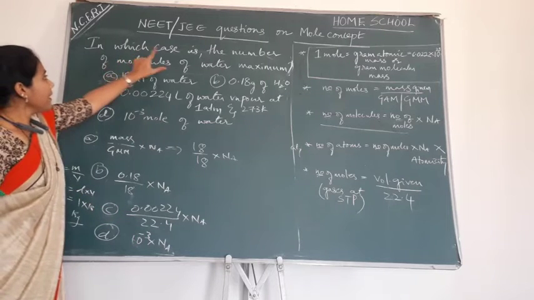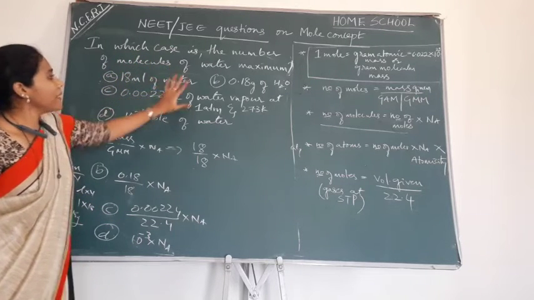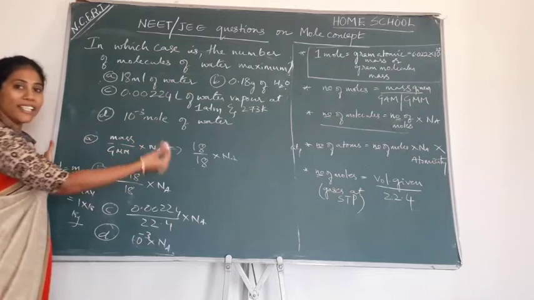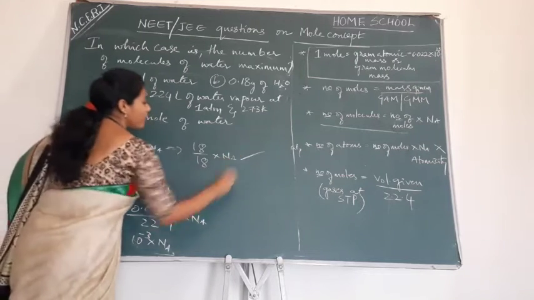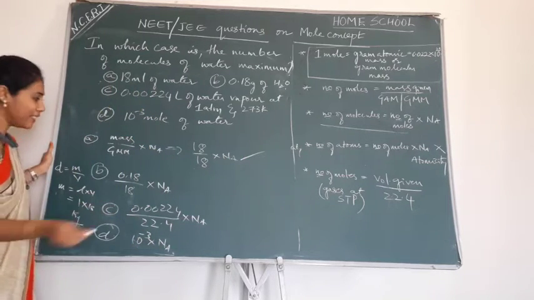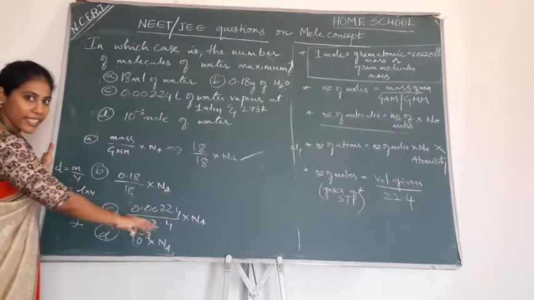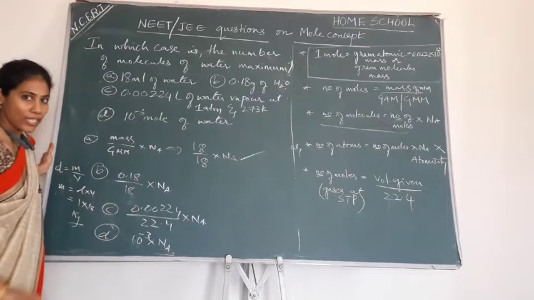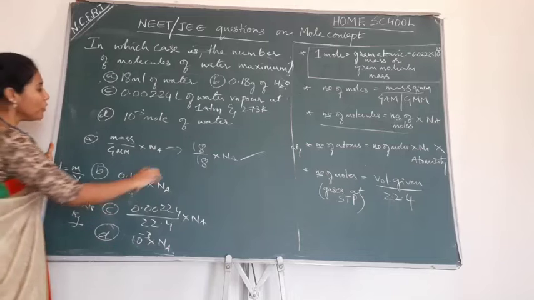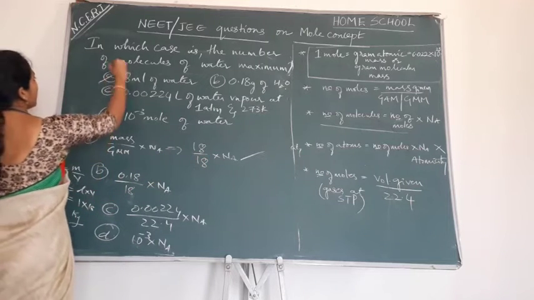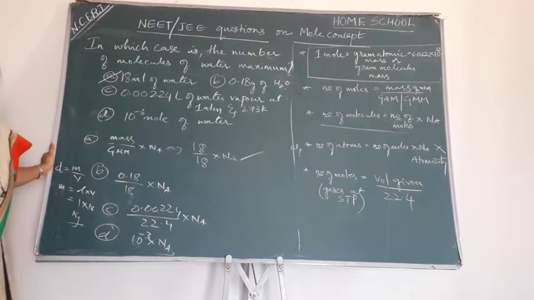What are they asking? Which of them has the maximum number of water molecules? Where will you get the maximum value here? Here you will get 1 Na, and all these values will be lesser than 1 only, definitely. Looking at them you can understand. You need not calculate again, right? So option A is the answer. Option A is the answer.